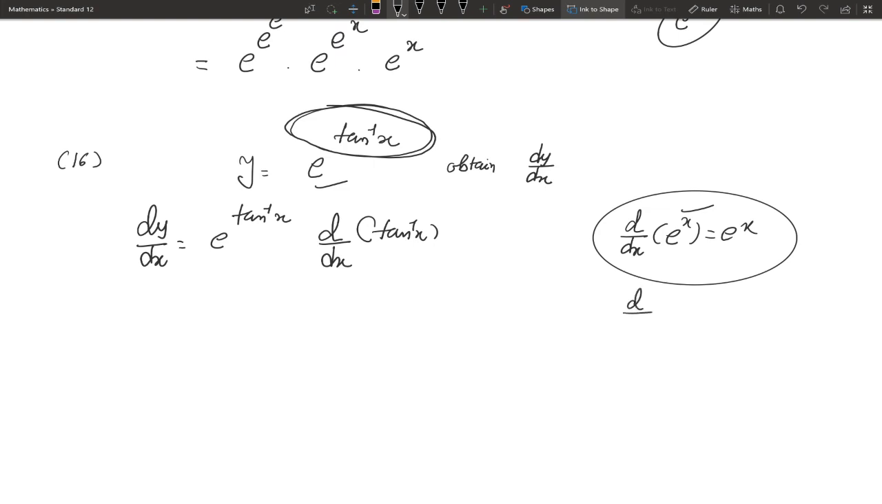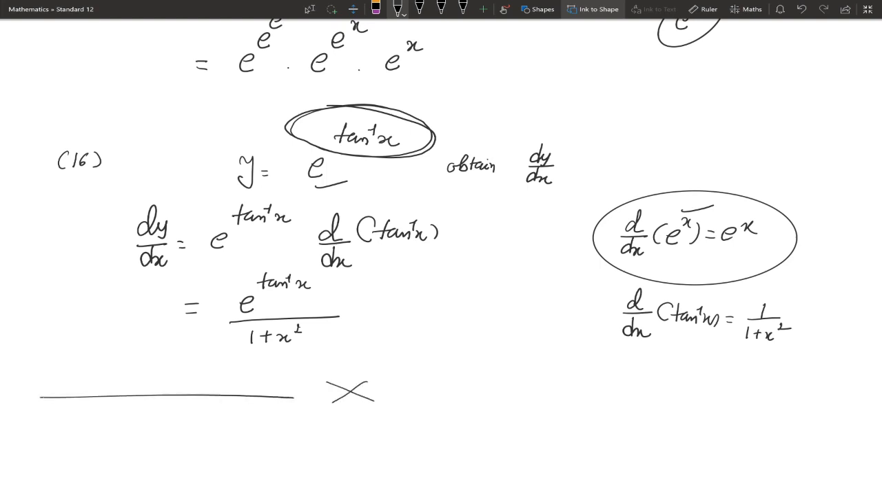Now we use this formula, d by dx of tan inverse x is 1 upon 1 plus x square. At present you remember this formula. So this is e raised to tan inverse x upon 1 plus x square. So this is the derivative of e raised to tan inverse x. Next time we take more examples based on chain rule.